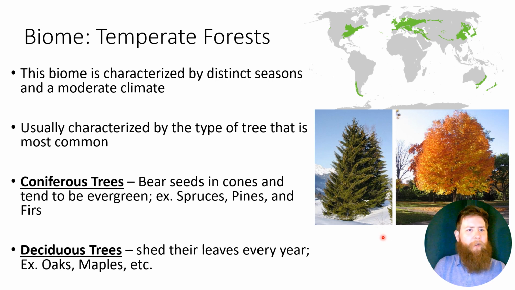All right, temperate forests. These ones are characterized by having distinct seasons, so spring, summer, fall, and winter. They're usually characterized by the type of tree that is most common in that forest. So it's going to be coniferous trees, where they bear seeds and cones and tend to be evergreen, things like spruces, pines, and firs here. And then deciduous trees, which shed their leaves every year, things like oaks, maples. This is a sugar maple, and other kinds of trees there. You can see where our temperate forests are in the world.